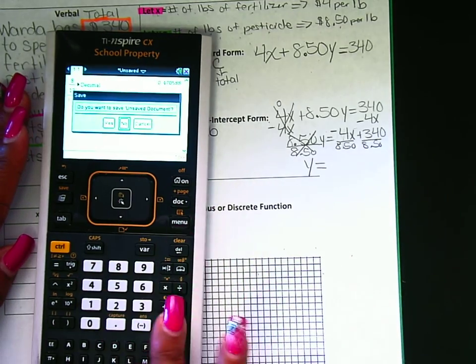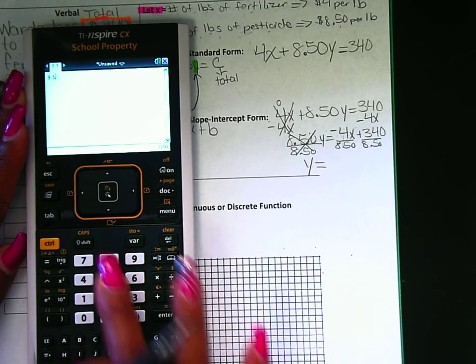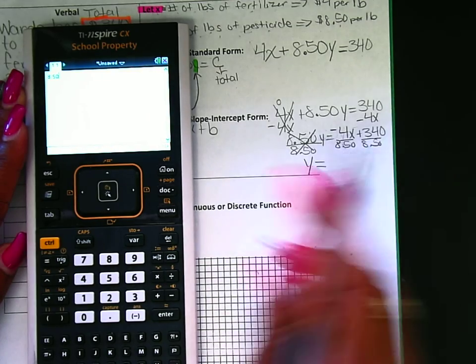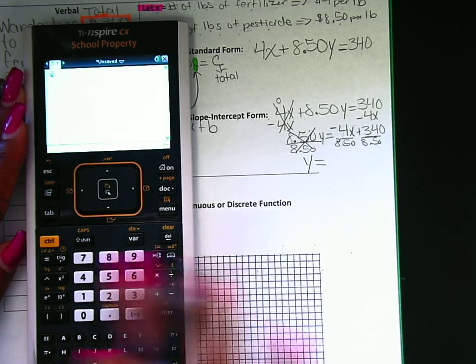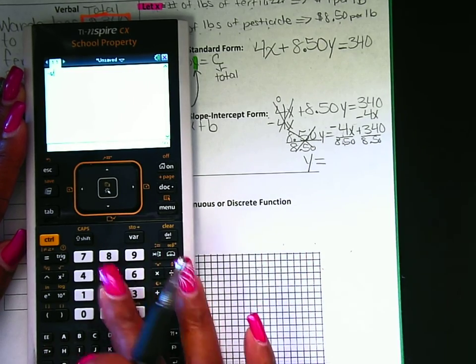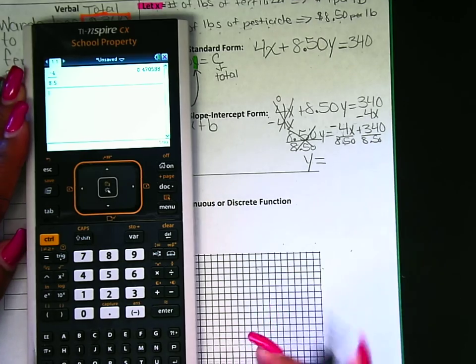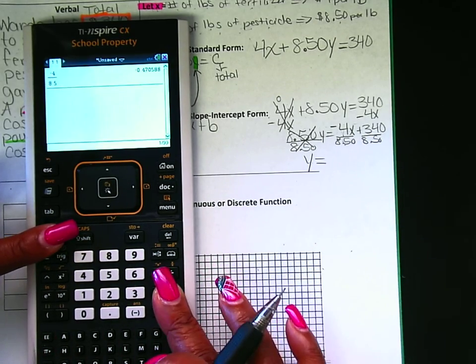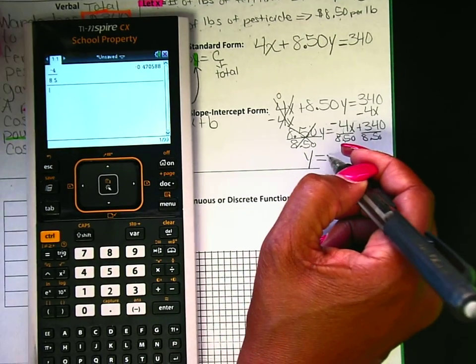Enter, no, I don't want to save. Add calculator. I'm going to say 8.50. Nope, I don't want to put that first, guys. That's what some of us do. Delete, catch yourself. Negative 4 is first, so I'm going to say negative 4 divided by $8.50 equals. And it gave it to me as a decimal, which is what I wanted. So I can have it as a decimal.